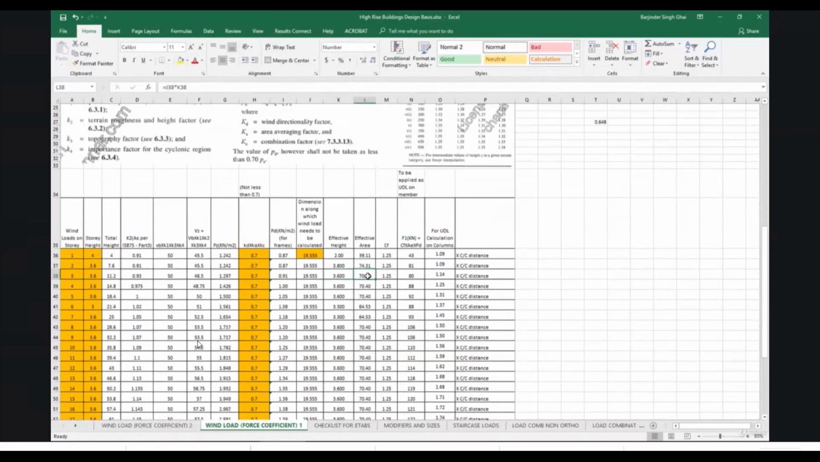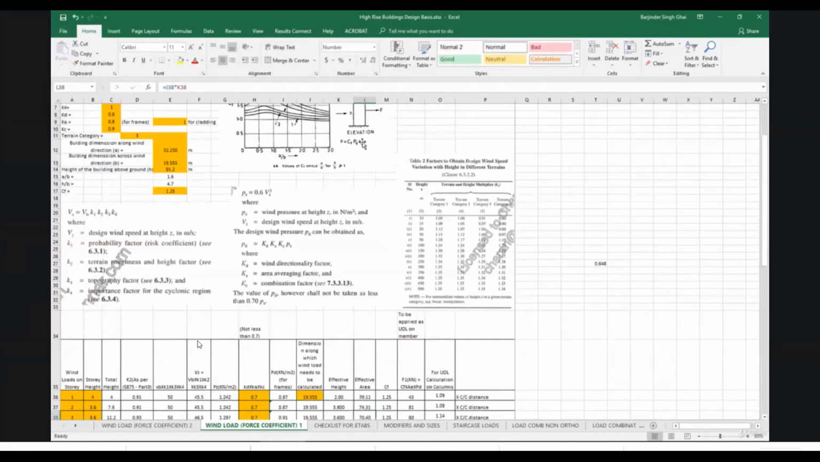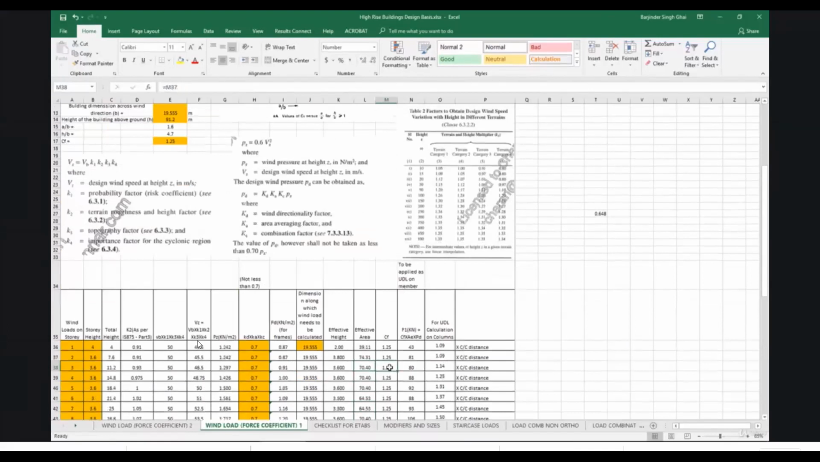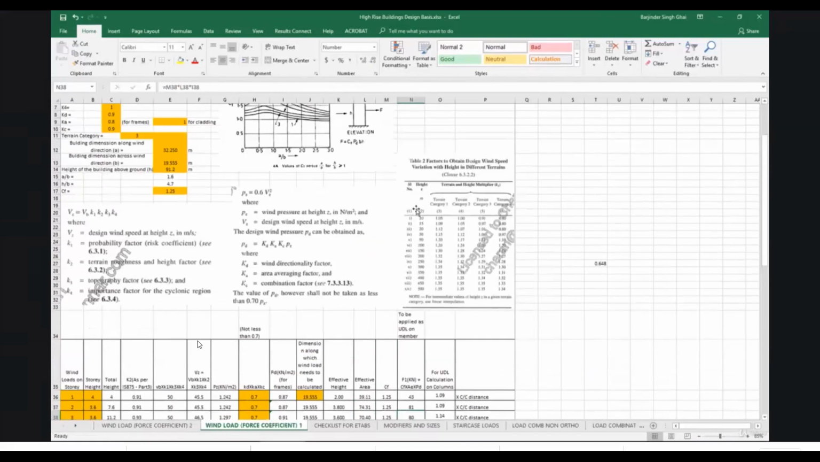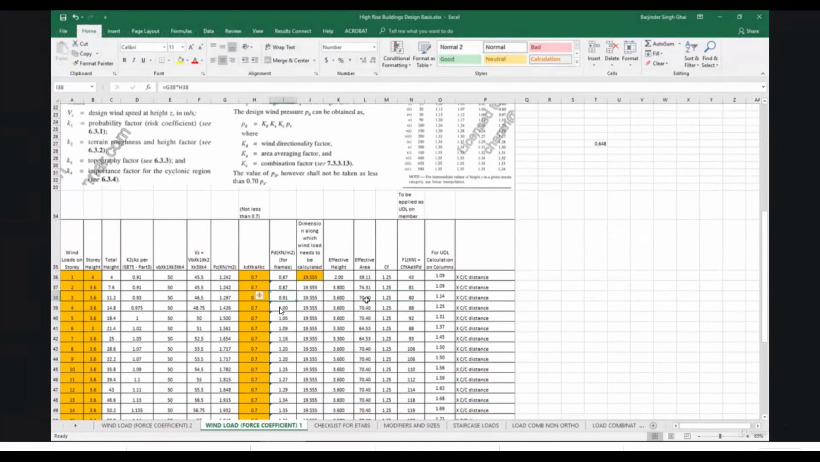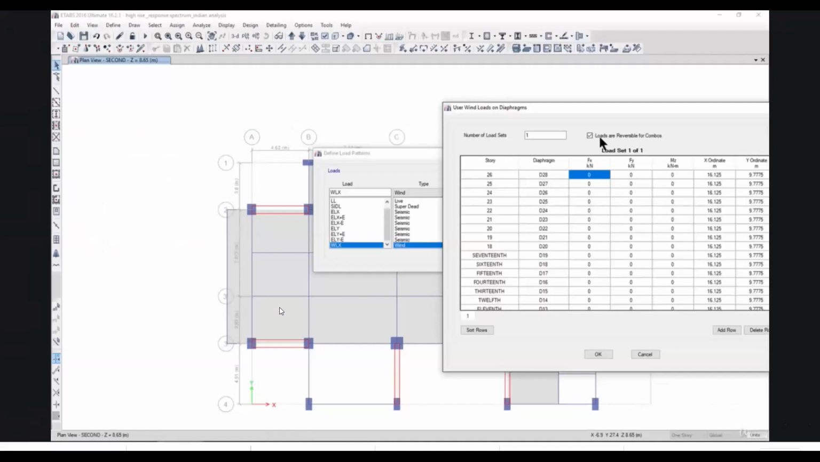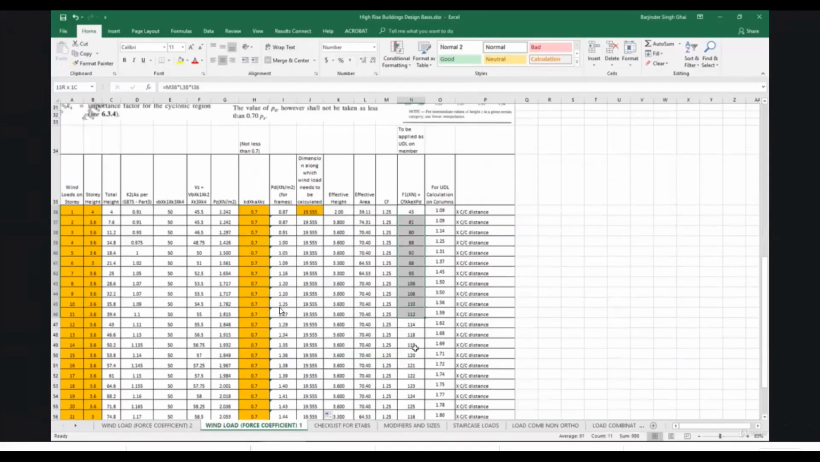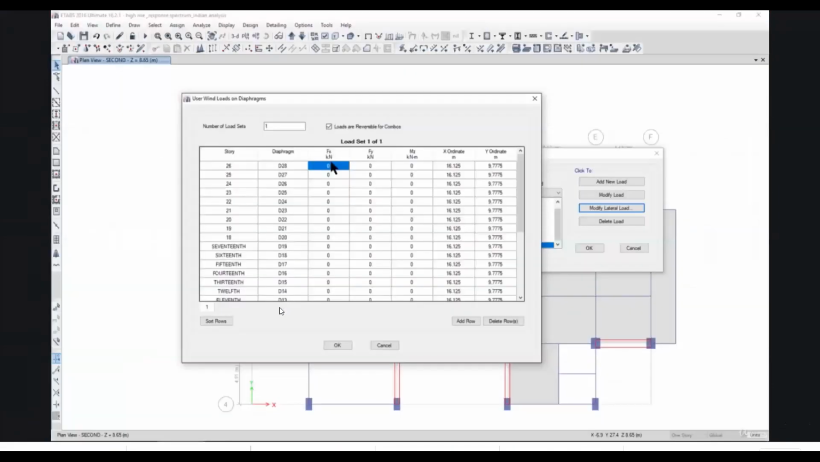So effective area is nothing but 19.555 into 3.6, that is we multiply B into H. B into H means this value. So CF we have entered here. So F1 is equal to CF into PD into B into H. So it comes out to be approximately 80 kilonewton, and that value has to be entered here. So we can manually enter all this data here in this window.